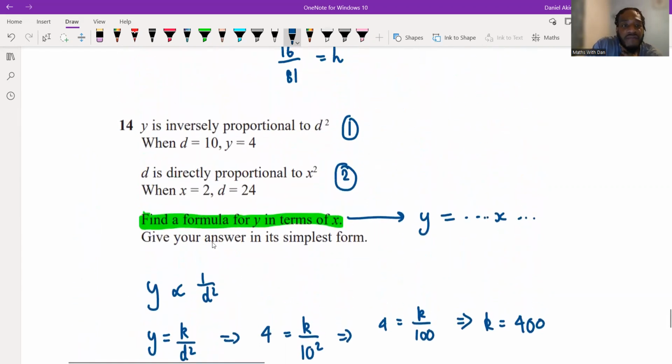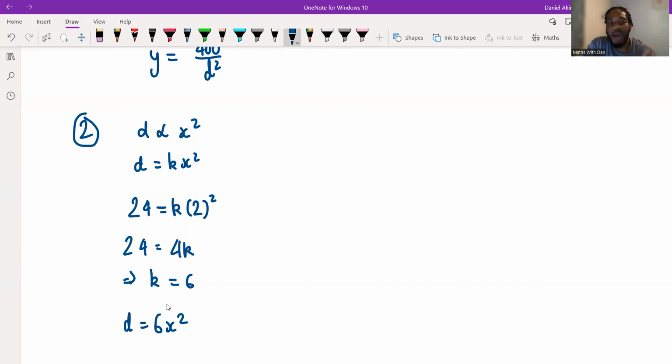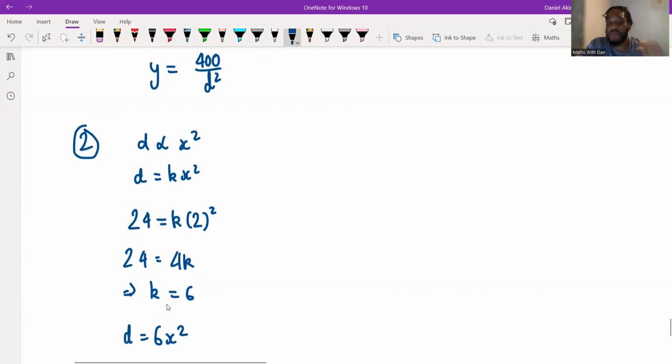Let me just double check. d is 24, x is 2. That's fine. And then now we can find out what k is. So therefore, we're going to have 24 is equal to 4k. And then therefore, let me just check. Okay, somebody's got an answer. That's great. Let's just continue. So 24 divided by 4 is 6, isn't it? Yep. So k is equal to 6. 24 divided by 4, we have our value for k. Now all we do is just plug that back into our original formula. So we're going to have d is equal to 6x squared. Perfect. Now we're done in terms of information one and information two.